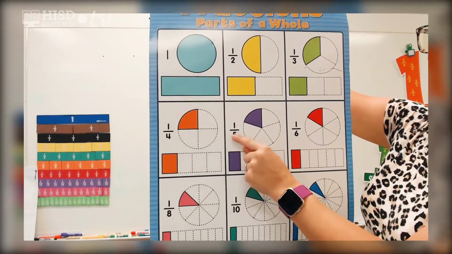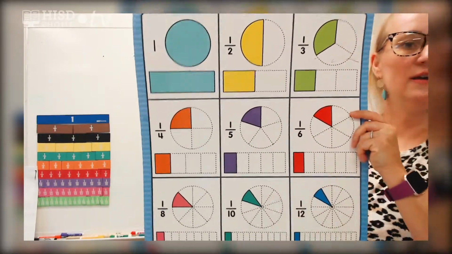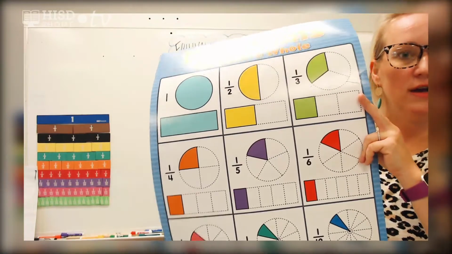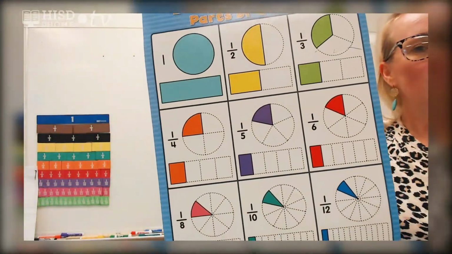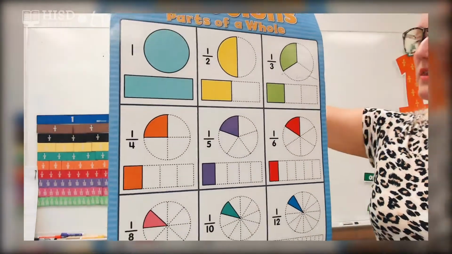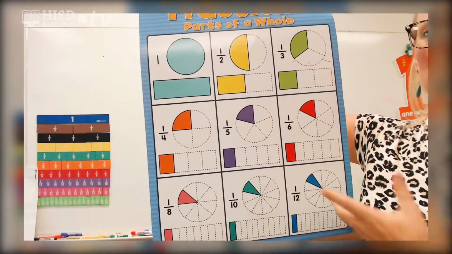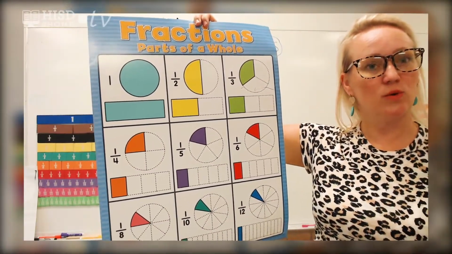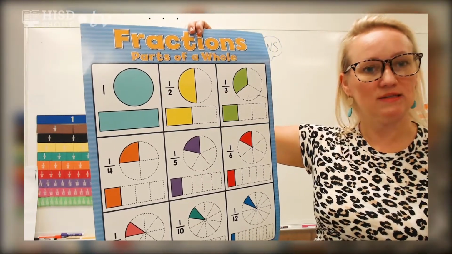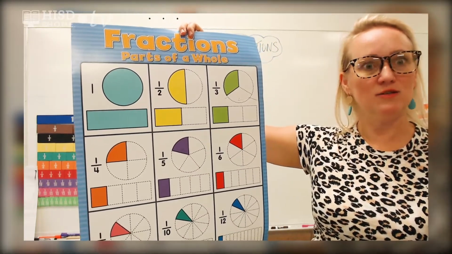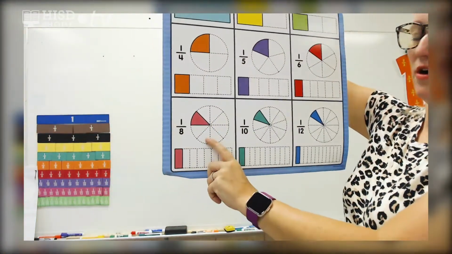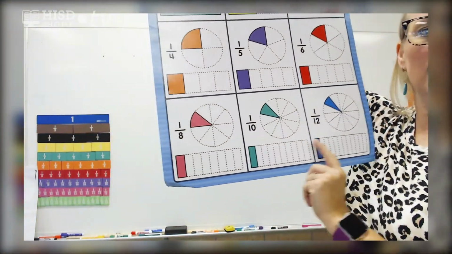Notice what's happening with our denominators. What is happening with our denominators? They're getting larger. Some people confuse that and say, well, Ms. Smith, if this number is getting bigger, shouldn't the value be getting larger? No, it just means we're breaking it into more pieces. And if you break things into more pieces, each piece is getting smaller. Same here: 1/8, 1/10, and 1/12.